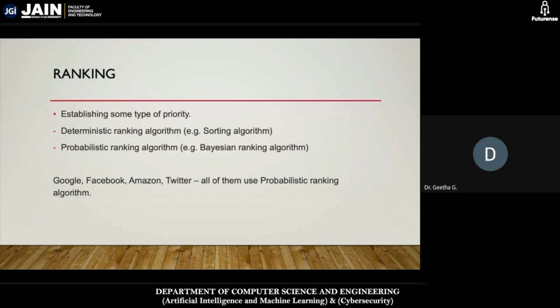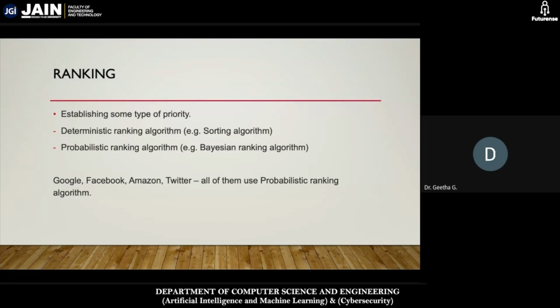Now you look at Google, Facebook, Amazon, Twitter. All of these pages also use ranking, but we don't know what is the algorithm they are actually using. But they use what is called a probabilistic ranking algorithm. They use probabilistic ranking, that is a technique, but the exact steps of the algorithms are always kept as a secret.